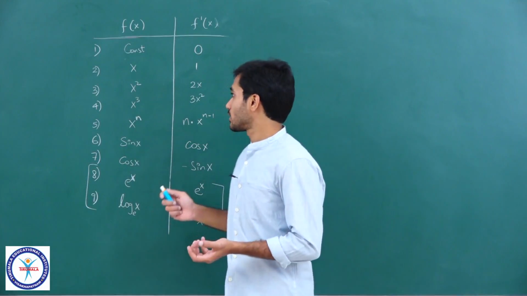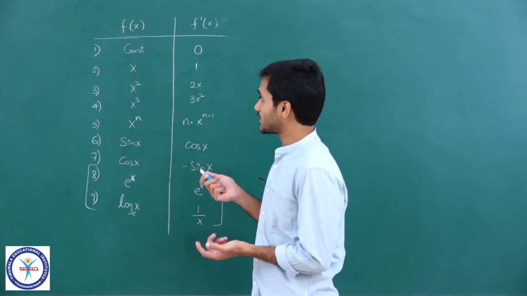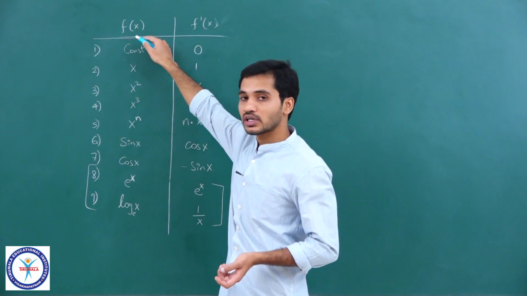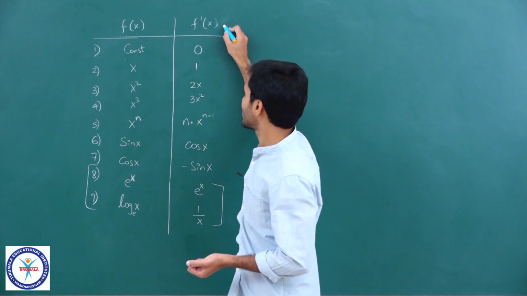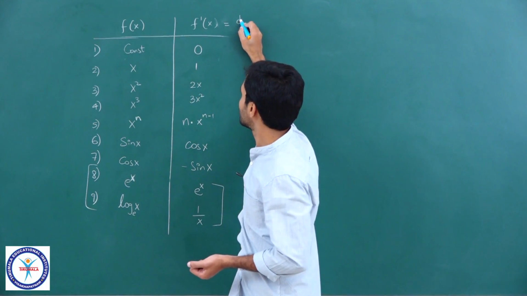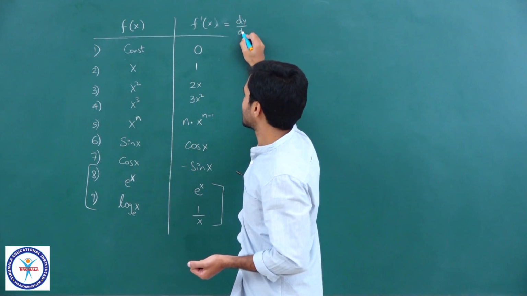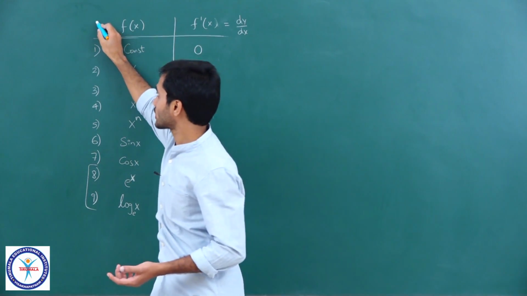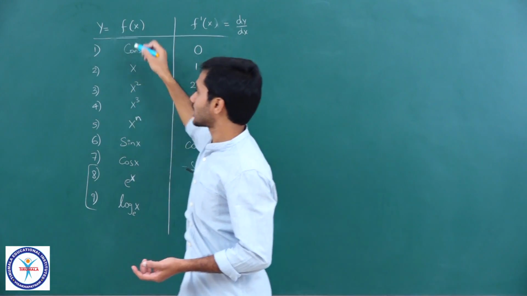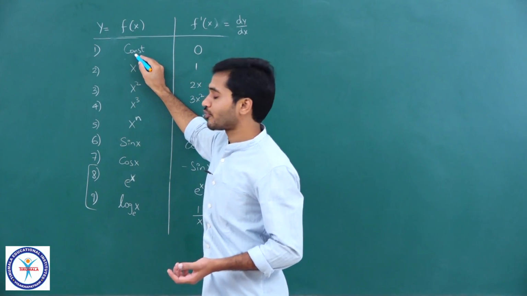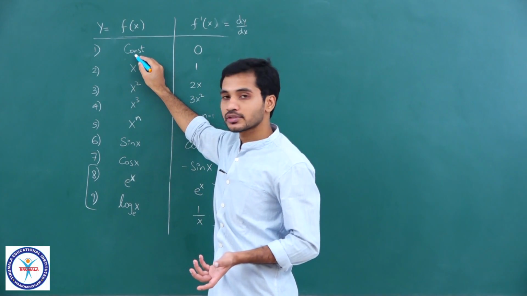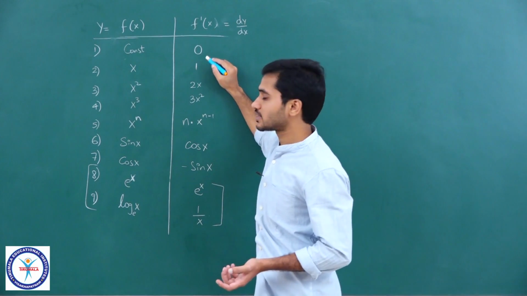So, students, here you see a table. This basically gives you the list of different functions and their corresponding derivatives. Derivatives in the sense of the value of dy by dx, where y is f of x. So, if y is taken as f of x, in the first case, if the function is a constant function, then the derivative of that is 0.